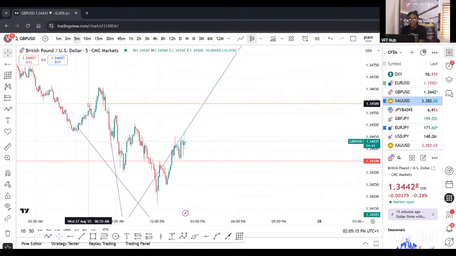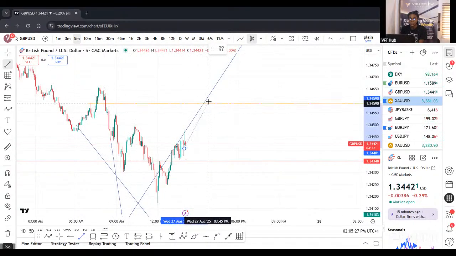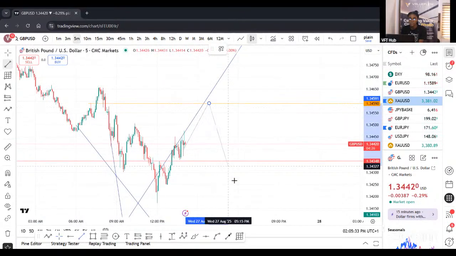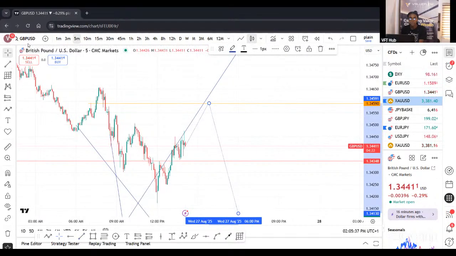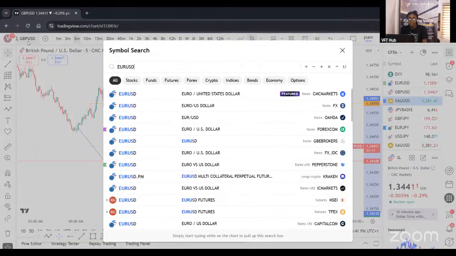I can also spot an entry right here. Shoulder at 1.34590, sweep to the upside, break to the downside. This is what we want to see price do: retrace into this left shoulder. Once price gets there, I am willing to sell off that level on GBP USD on the 5 minutes time frame. Last on my list being Euro USD.